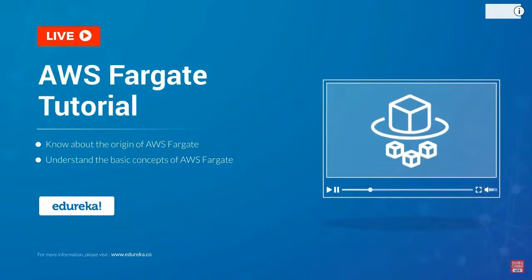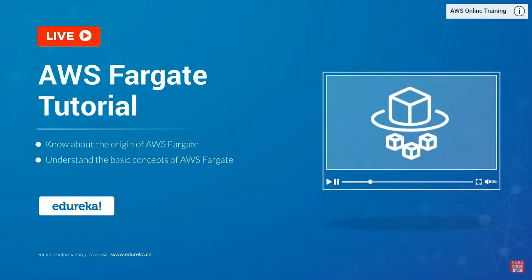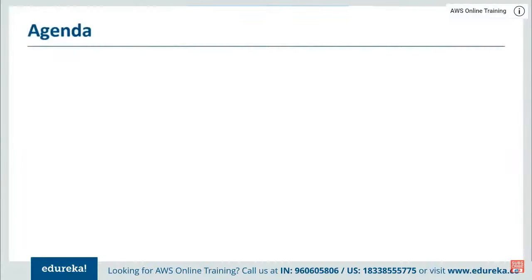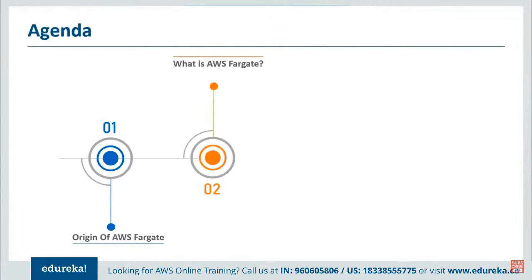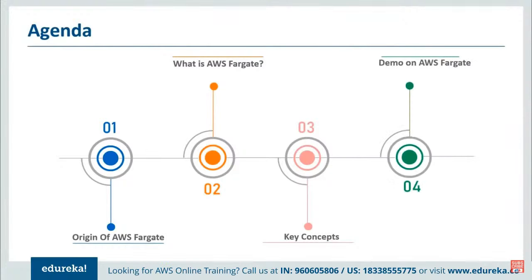Amazon Elastic Container Service. But before we dig in, let's take a look at the topics that we'll be discussing today. First, we'll discuss what is the need for AWS Fargate. Then we'll see what AWS Fargate actually is and how it works. Moving on, let's take a look at a few key concepts that you must know when you're dealing with AWS Fargate. And finally, we'll be doing a demo in which we'll be deploying an application on AWS Elastic Container Service using Fargate launch type. I hope the agenda was clear to you guys, so let's get started.